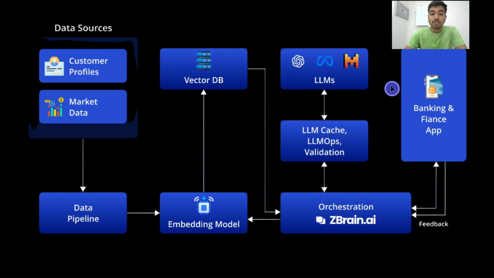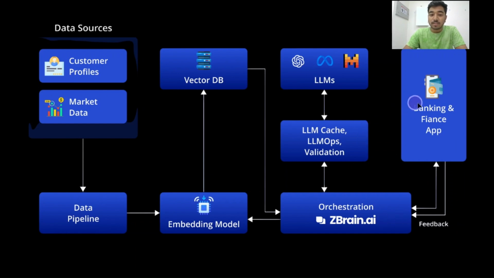The vector data combined with user prompts is sent to LLMs like GPT or open source models. This is managed through a layer that handles LLM caching, validation, and LLMOps to optimize performance and reliability. Fourth, orchestration, like ZBrain.ai. ZBrain.ai acts as the orchestration engine here. It intelligently routes the inputs and outputs between LLMs, embedding models, and the final application. It ensures smooth workflows, handles logic, and applies necessary business rules.